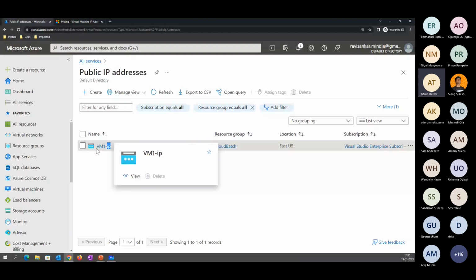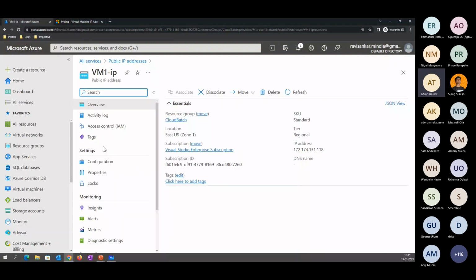Now, if you click on this and go to the properties of that IP address, you may see there is an IP address associated here. It's configured on a network interface card, which belongs to VM1 here. You can see this is already associated. Right now, you can see associated. That's the term you can see here. Now let's try to create a separate public IP address and let's try to create an IP address here.